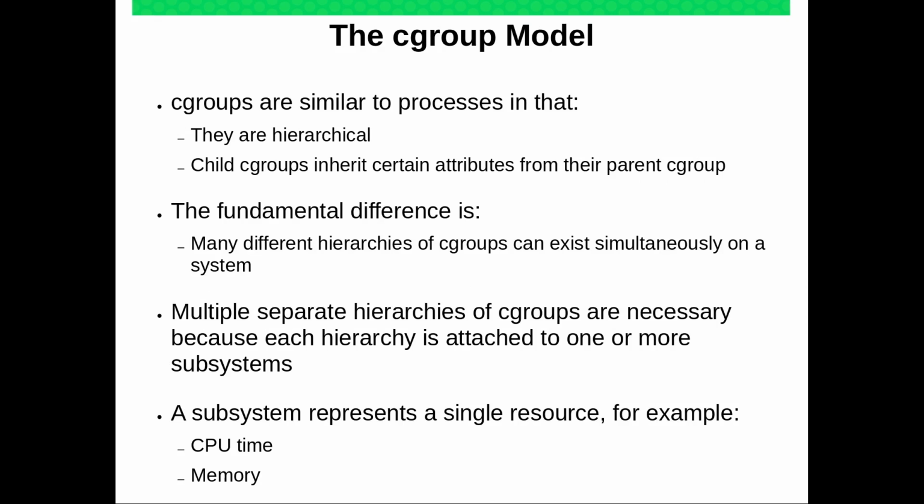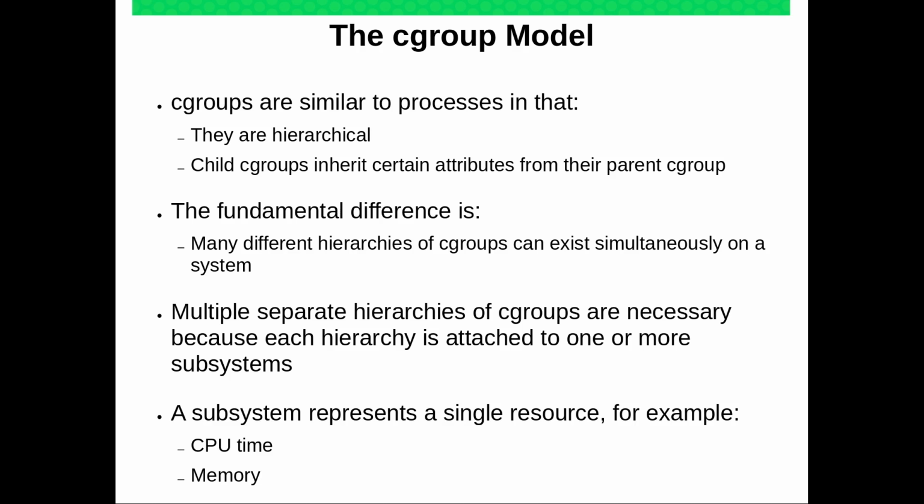The C group model allows us further division of that Linux process model, where C groups are similar to processes in that they are hierarchical, and child C groups inherit the attributes from a parent C group. There is a fundamental difference, though, in that many hierarchies of C groups can exist simultaneously on a system, and when you interact with one of them, you don't necessarily interact with all of them. So multiple separate hierarchies are defined because we want to allow them the ability to interact with subsystems in a different way. Now, a subsystem represents a single resource.